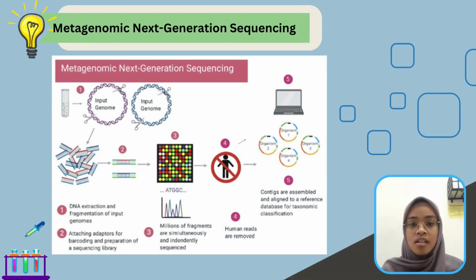This is the general step for metagenomic next generation sequencing. First, genomic DNA is extracted and fragmented. Second, adapters are attached for barcoding and library sequencing preparation. Third, the fragments of DNA are simultaneously and independently sequenced. Fourth, human-related DNA sequence reads are removed. Fifth, contigs of long DNA stretches are assembled from shorter overlapping sequences. These contigs are aligned to a reference database for taxonomic classification.